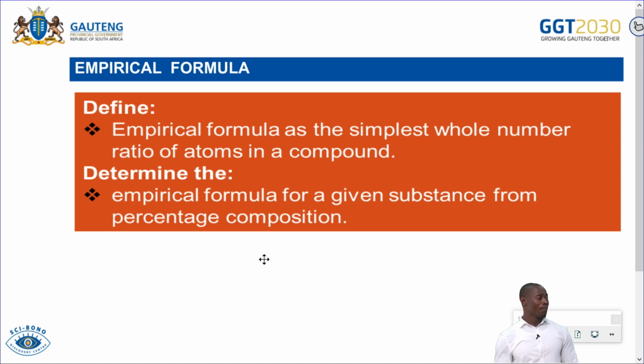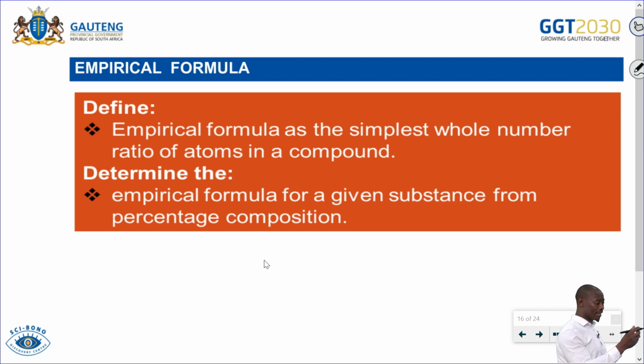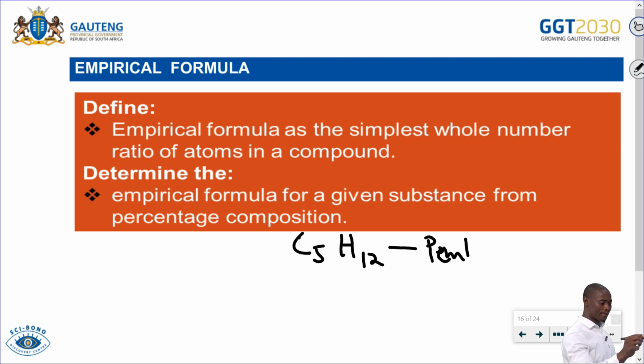All right. So the difference between the empirical formula and the molecular formula: the empirical shows the simplest ratio. Maybe let me just give you an example. You have C5H12, which is pentane. That is the chemical name. This is the molecular formula of pentane.